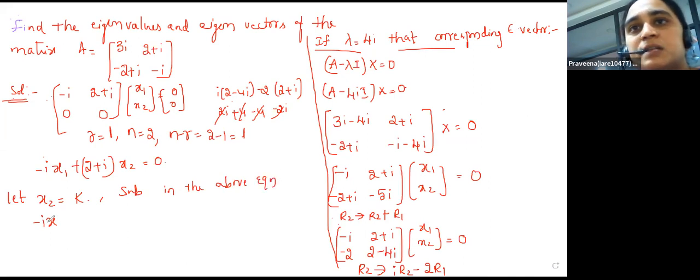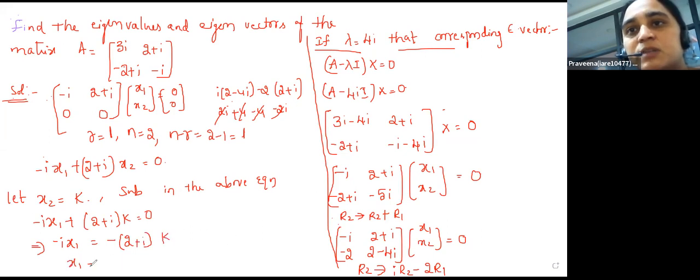For that, minus ix1 plus 2 plus I into k equal to 0. From that, minus I into x1 is equal to minus of 2 plus I into k. Therefore, what is x1 here? x1 is, cancelling the minus on both sides, 2 plus I by I, right?